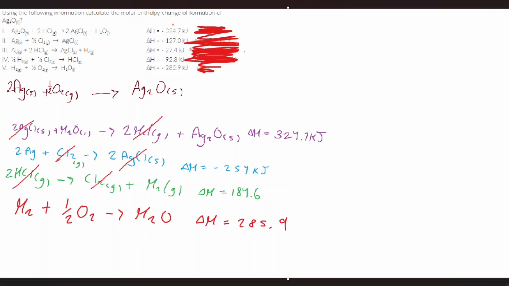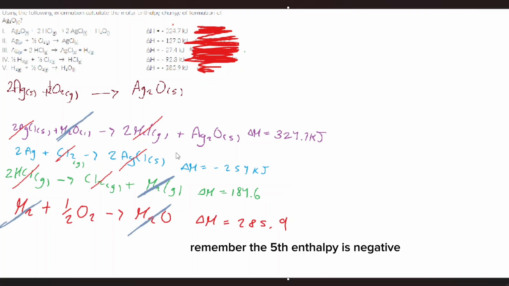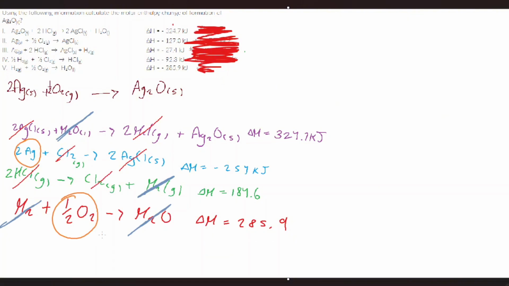Let me just use a different color at least. Let's just cancel this, cancel this, cancel this, cancel this, and wow. Look at the only things that aren't crossed off. 2Ag, 1/2 O2, and then we're going to look right here, Ag2O. Perfect. So now we have everything we need to do. So now we can just write down our equation, 2Ag solid plus 1/2 O2. Sorry for not writing the suffixes, but they're given in the data, so I can just glance over that. It's not an issue.